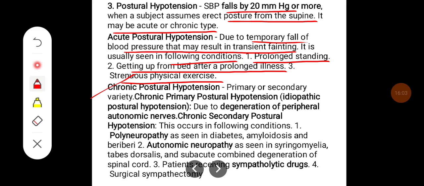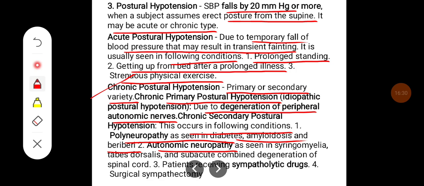Chronic postural hypotension can be of primary or secondary variety. Chronic primary postural hypotension, also called idiopathic, occurs due to the degeneration of the peripheral autonomic nerves. Chronic secondary postural hypotension occurs because of the polyneuropathy seen in diabetes, amyloidosis, and beriberi. They are also seen in autonomic neuropathy, as seen in syringomyelia, tabes dorsalis, and subacute combined degeneration of the spinal cord, and also in patients receiving sympatholytic drugs and after surgical sympathectomy.